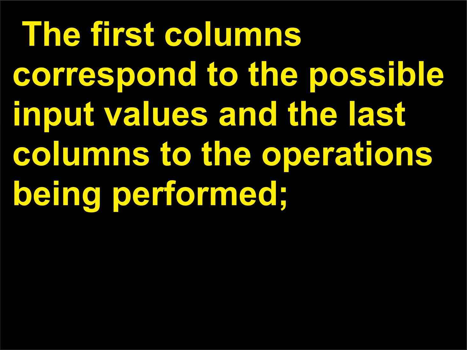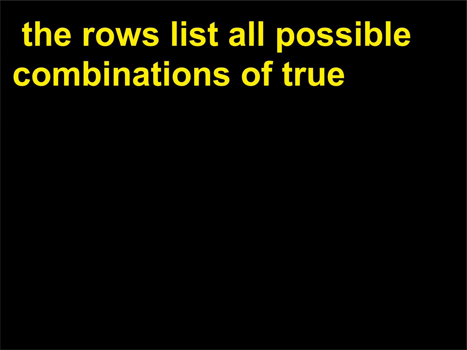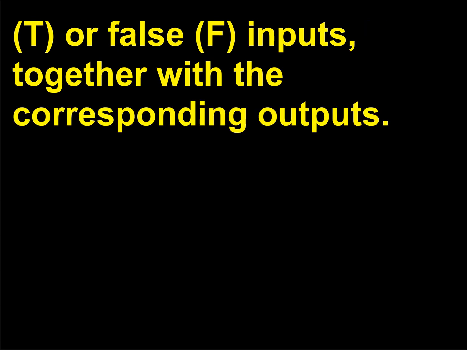The first columns correspond to the possible input values and the last columns to the operations being performed. The rows list all possible combinations of true, T, or false, F, inputs, together with the corresponding outputs.